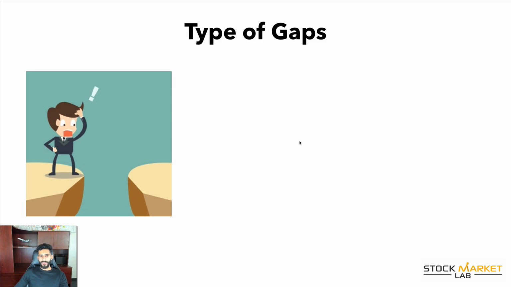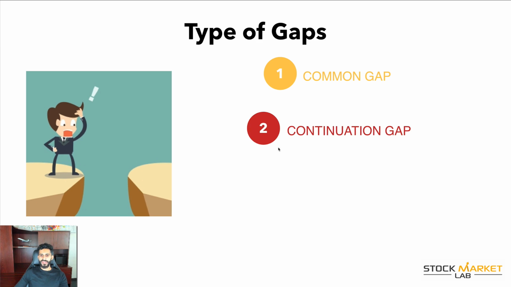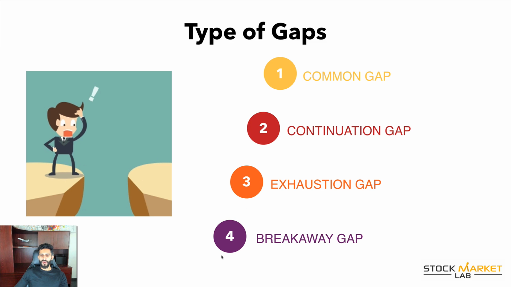Now, what are the types of gaps? There's 4 types of gaps, right? First is a common gap. Second, we have a continuation gap. Third, we have an exhaustion gap. Fourth, we have a breakaway gap. So I'm going to break down all 4 types of gaps, and let's understand them.